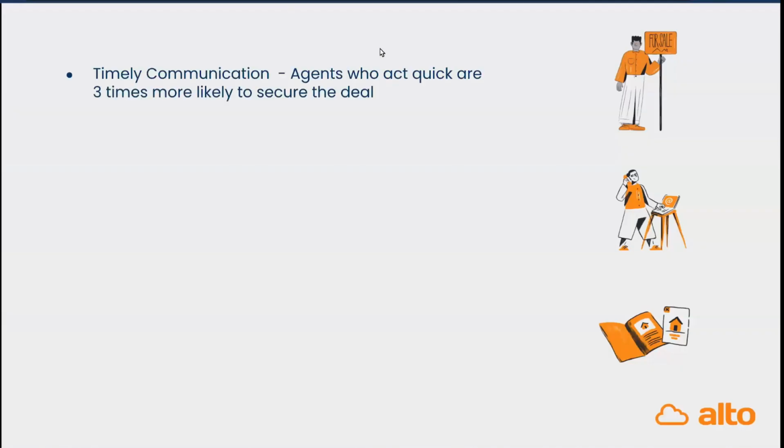So if we look over at the timely communication, statistics say agents who act quick are 3 times more likely to secure the deal. So this is going to lead to higher conversion rates from appraisal to instruction. There's a 20% conversion rate according to our Zoopla reporting. So definitely a high impact area there for timely communication.